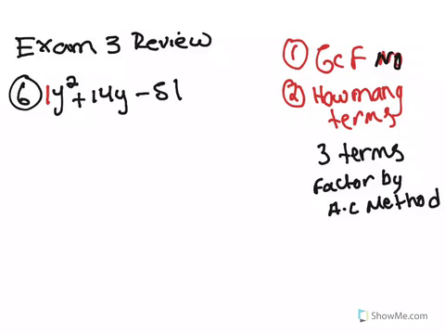It tells me that I need to multiply the first term times the third term, A times C. So A times C is 1 times 51, which is 51. And then I'm going to look for the factors of 51 that will add or subtract to the middle term. Okay? So factors of 51, I have 1 times 51.